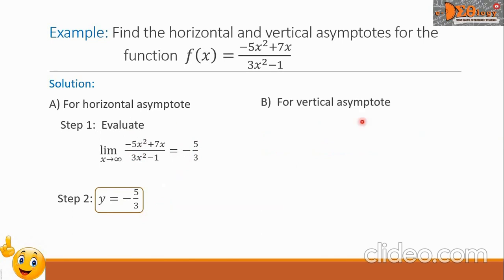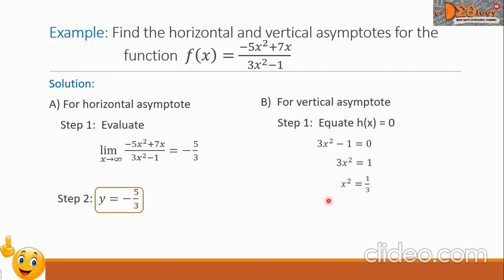Now let us solve for the vertical asymptote. Let us equate this h of x, or the denominator, equals 0. So we have 3x squared minus 1 equals 0, and let us solve for x. This negative 1, we are going to transpose to the right, so it becomes positive 1. And let us divide this equation by 3. So we will have now x squared equals 1 over 3.